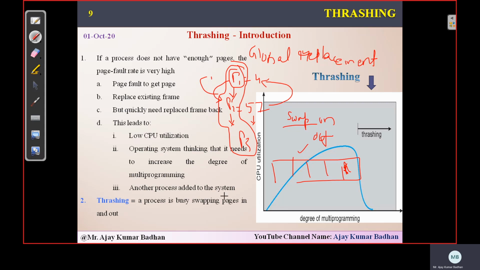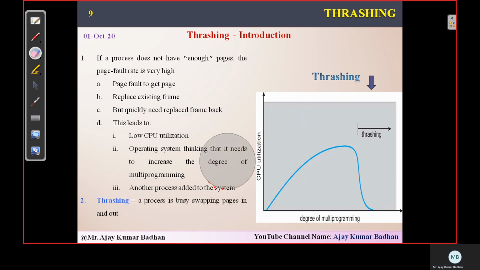And in that case, what happens? The CPU utilization will be very low, isn't it? Because no one is executing right now. They are busy swapping out and swapping in their pages between your main memory and your backing store. So CPU might not be utilized 100%. Now the scheduler will see that the CPU is not getting utilized properly, there might be a smaller number of processes. That's the reason the scheduler will keep on adding processes.